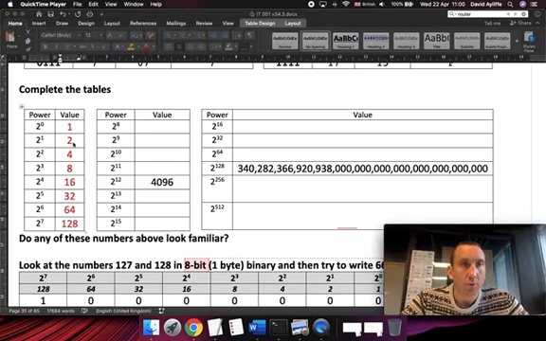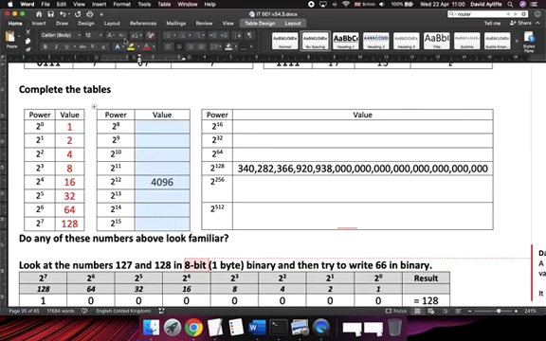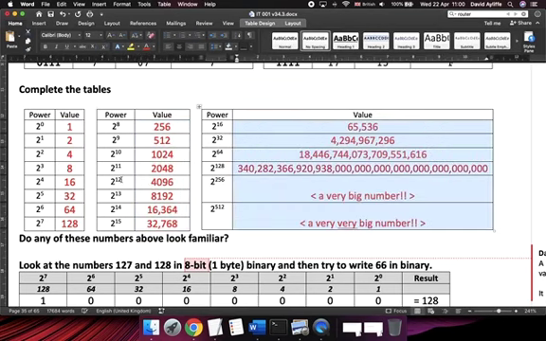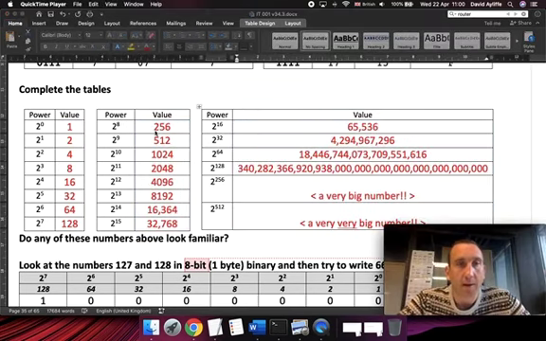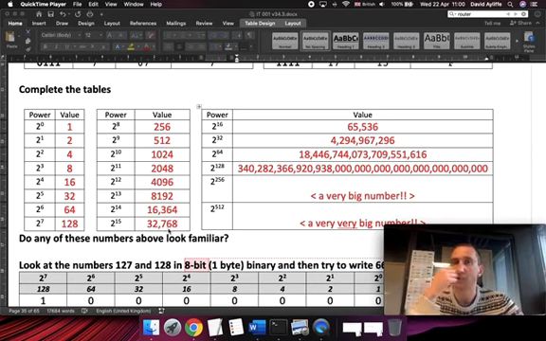So 1, 2, 4, 8, 16, 32, 64, 128. So 2 to the power 7 is 128. Over here. And then down here. Yes, so 2 to the power 8 is 256, 512. So it doubles each time. Yeah, so 1, 2, 4, 8, 16, 32, 64, 128, 256, 512, 1024, 2048, 4096, 8192, 16,384, 32,768.